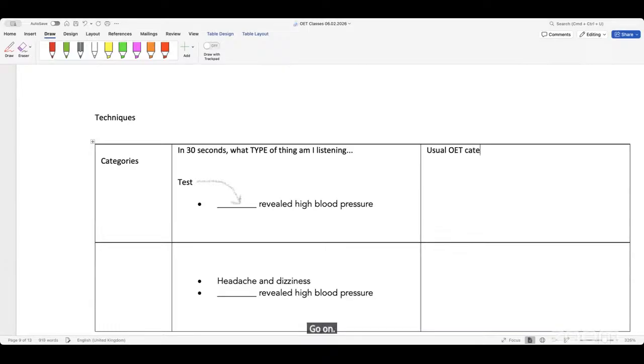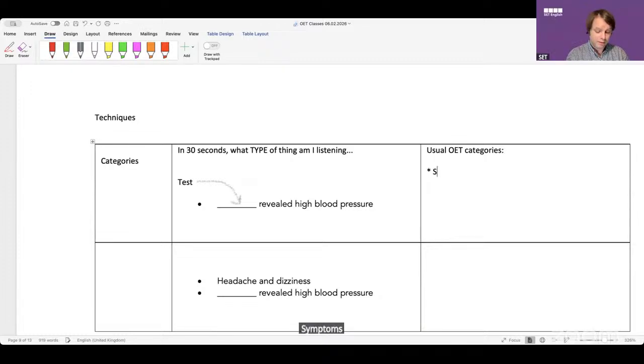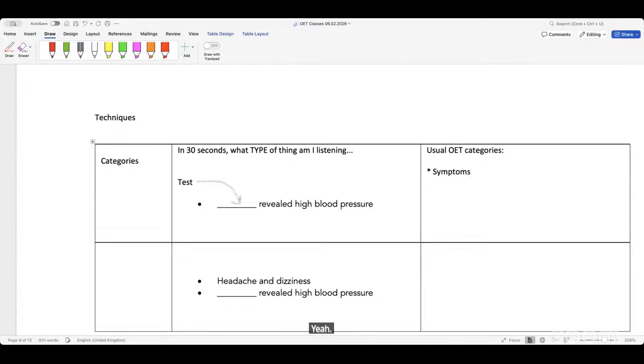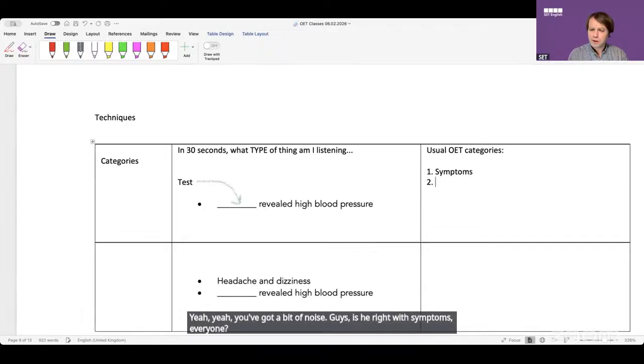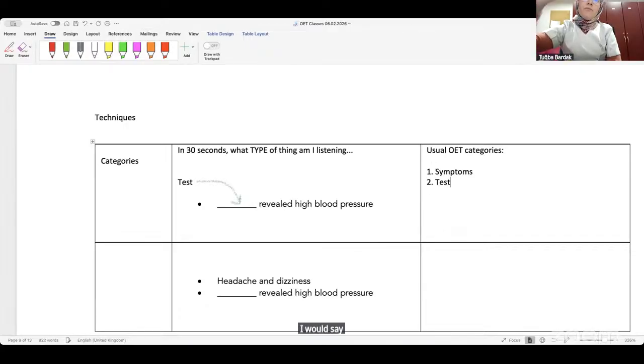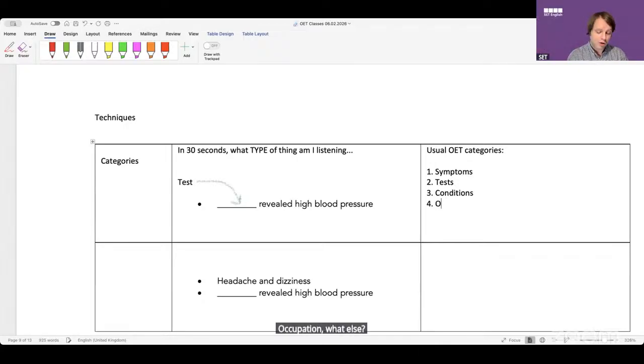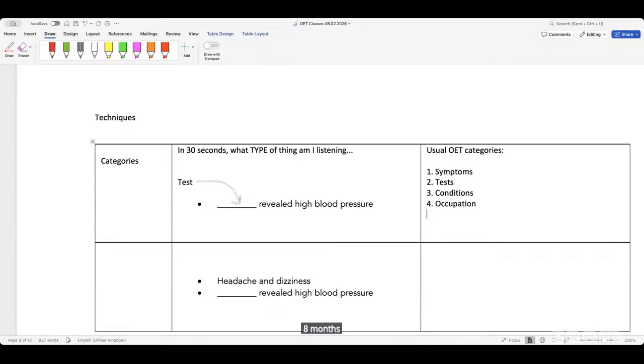We are listening for like these symptoms. Symptoms. What else? Yeah. Tests. Okay, so stop there. Microphone's off, please. Yeah, you've got a bit of noise. Guys, is he right with symptoms? Everyone? Yes. Tests. Can anyone else tell me more? Conditions? Occupation. What else? Treatment. Medication. Equipment. Description.